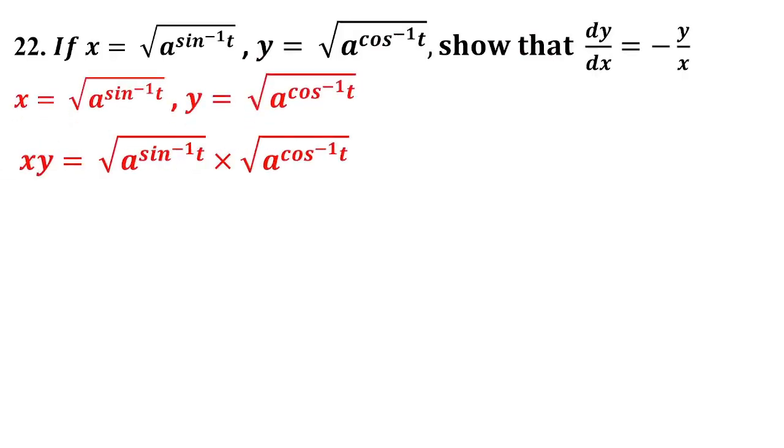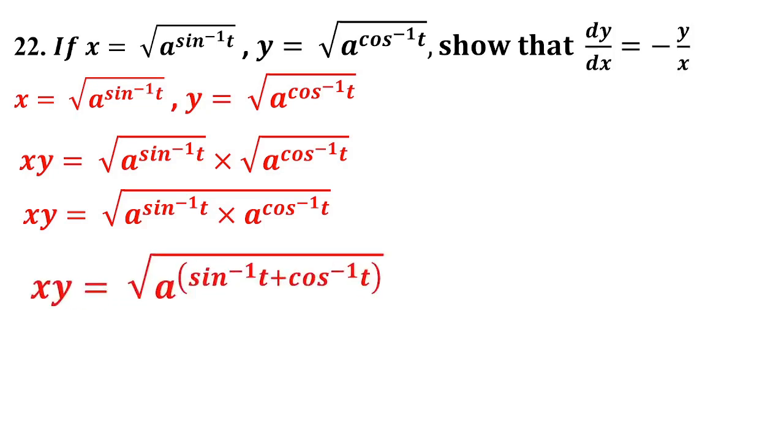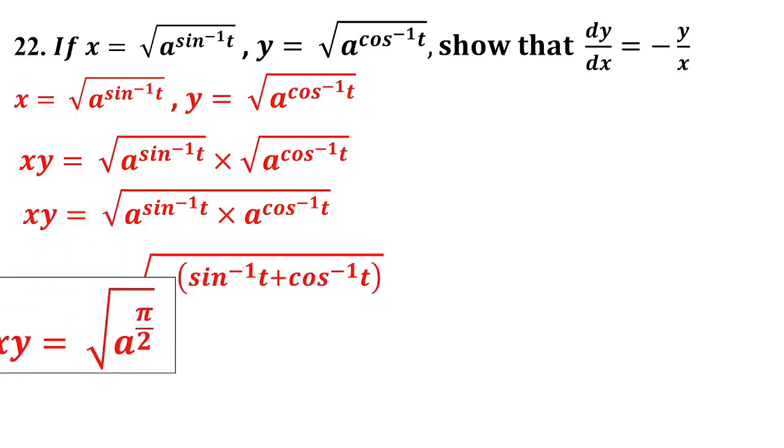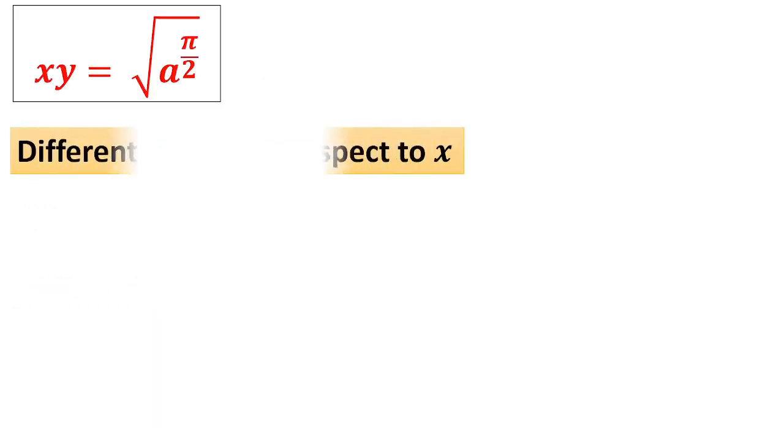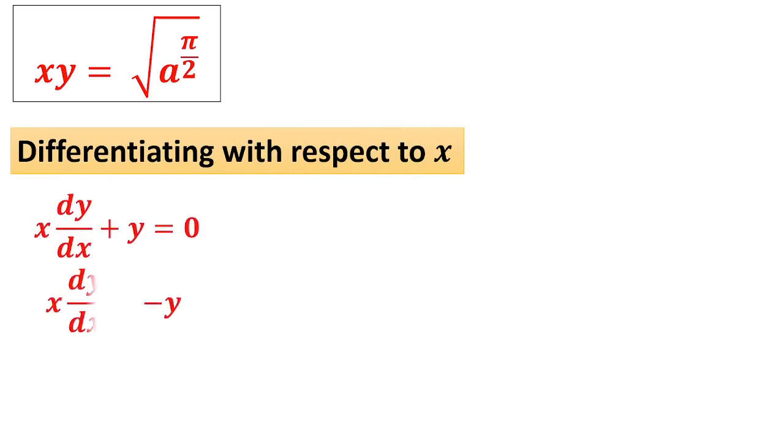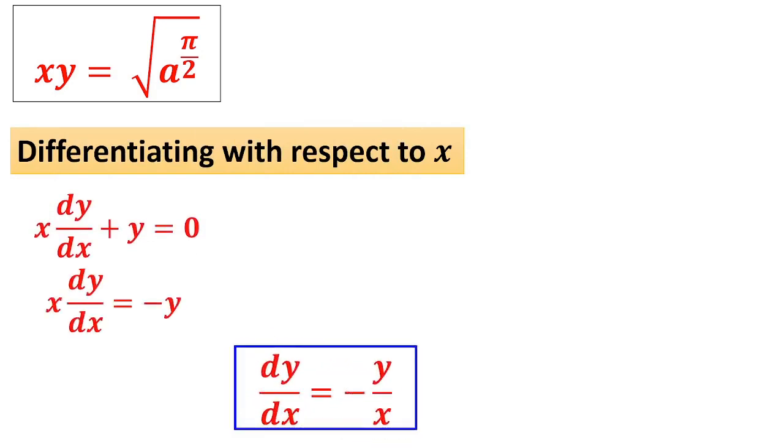Now what is the value of xy? It is square root of a power sine inverse t into a power cos inverse t inside square root. That is a power sine inverse t plus cos inverse t, which is a power pi by 2. Therefore, xy is square root of a power pi by 2. Differentiate it now. You will get the value of dy by dx as minus y by x. I think here you are getting the answer directly. This is an alternate method, which is an easy one when you compare it with the previous method.